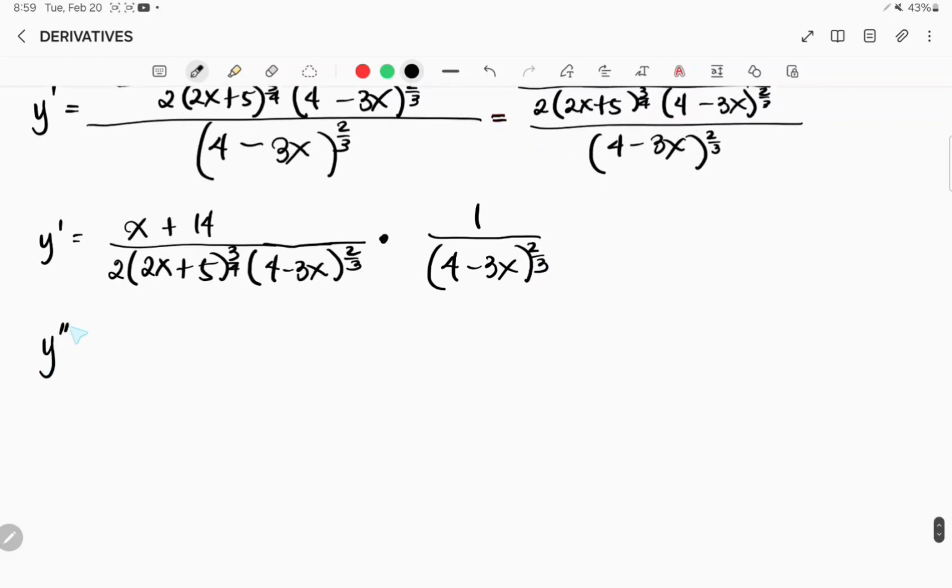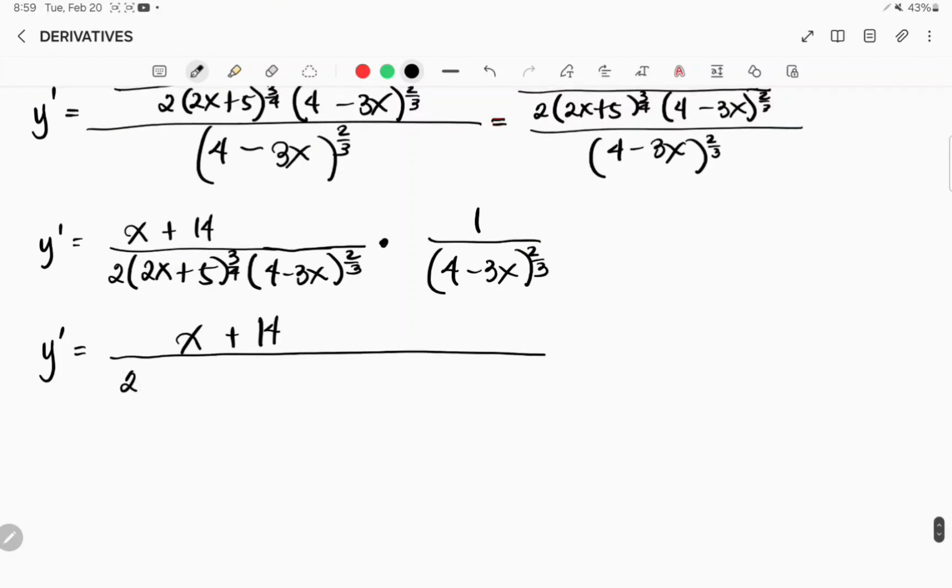Then as we simplify further, we have x plus 14 times 1 is x plus 14 over, we have 2, and then 2x plus 5 raised to 3/4, but our 4 minus 3x has 2/3 and 4 minus 3x has 2/3 to be added. The exponent must be added because they have the same base as 4 minus 3x. So it will become 4 minus 3x raised to 4/3.